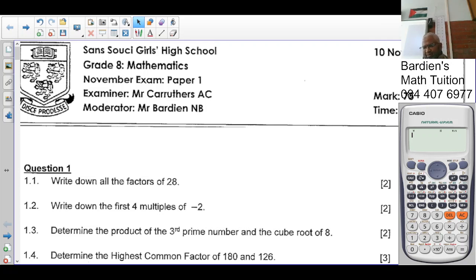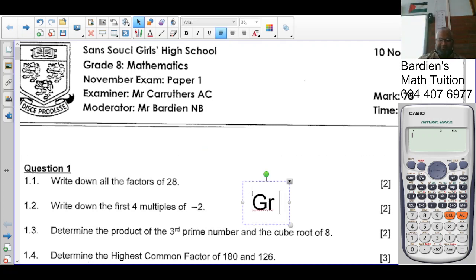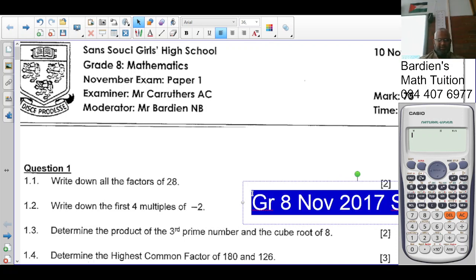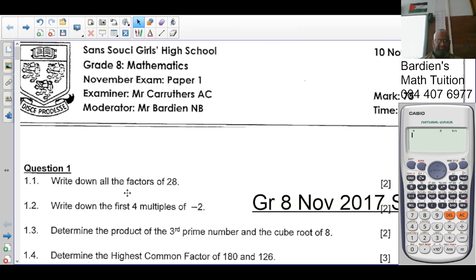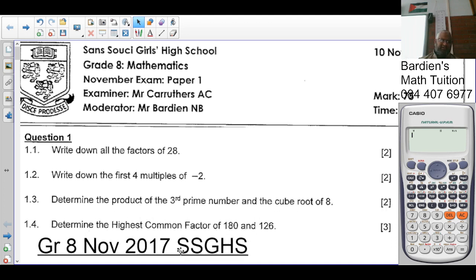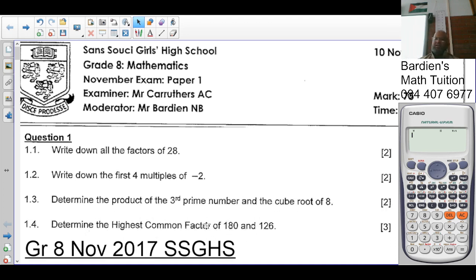Okay. Good morning, class. So at this point we're looking at the grade 8 November 2017 paper from our school. There will be certain parts of this paper that we haven't done, as this group was allowed to use a calculator. So the sections that we're leaving out will be done next year. You'll be using a calculator from term 2 onwards. So you are writing all your exams up till next year June without calculators.